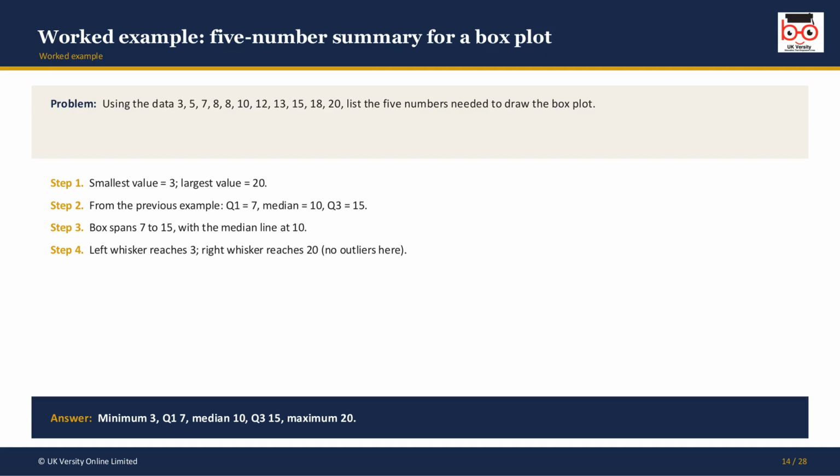From before, Q1 is 7, the median 10, and Q3 15. So the box spans 7 to 15 with the median line at 10, the left whisker reaches down to 3, and the right whisker out to 20. There are no outliers here, so that's our full 5-number summary: 3, 7, 10, 15, 20.